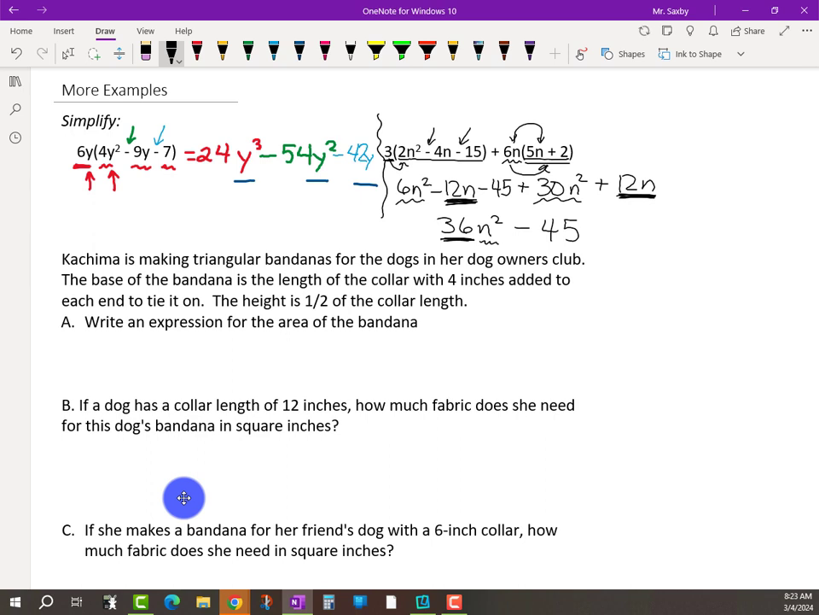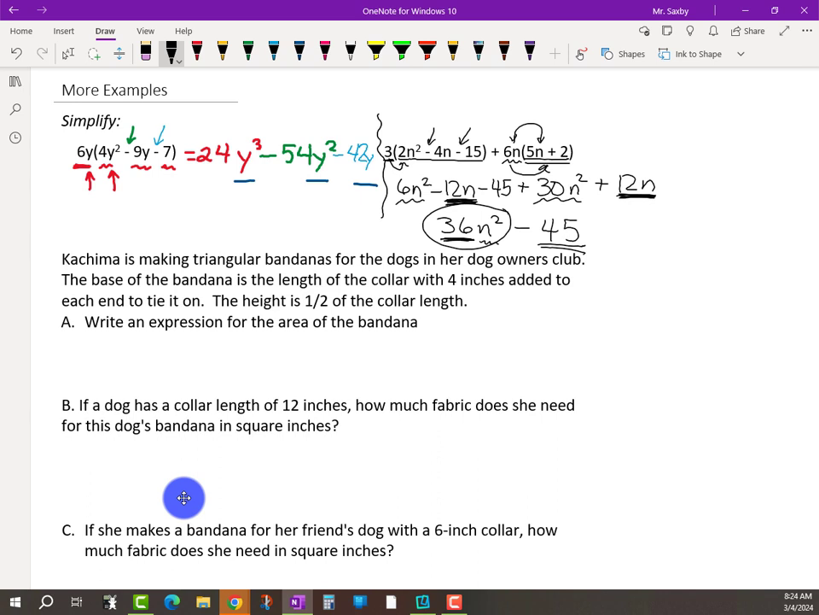And again, are we done? Yes, because we have an n squared and we have a constant term, but those don't have the same variable, so they can't be added together. So that's the basic concept of multiplying a monomial times a polynomial.